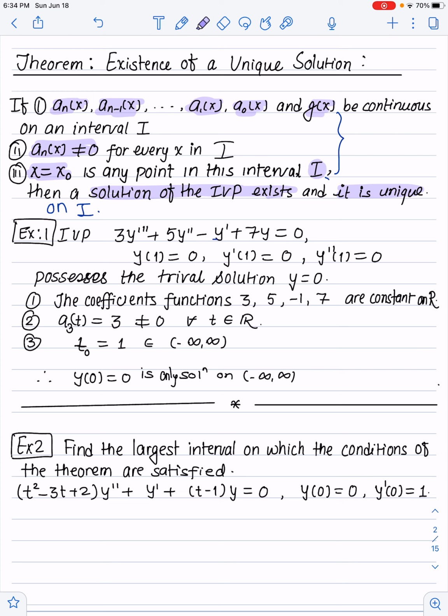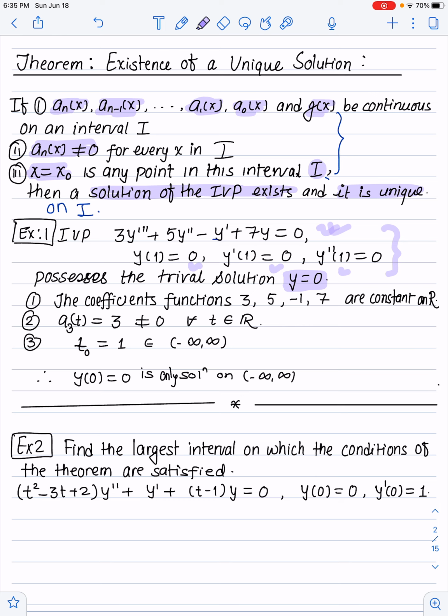This is the initial value problem. You can see this is a third order differential equation with three initial conditions, and it possesses the trivial solution y equals 0. This is the only solution it possesses, because when you substitute y equals 0, y prime, y double prime, and y triple prime into the given differential equation, it is satisfied, and it also satisfies each of the initial conditions.